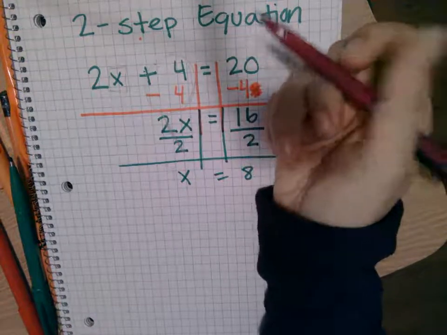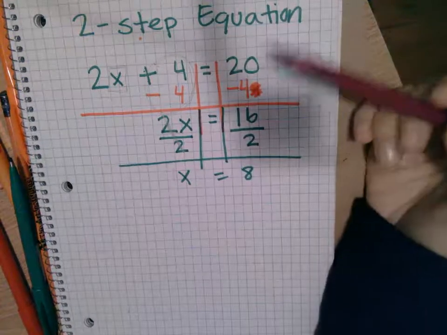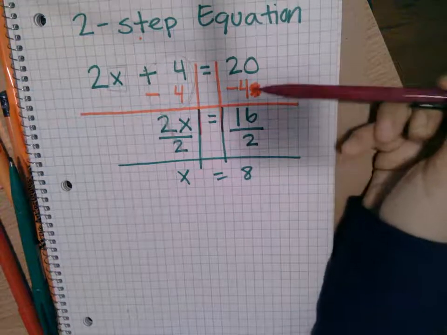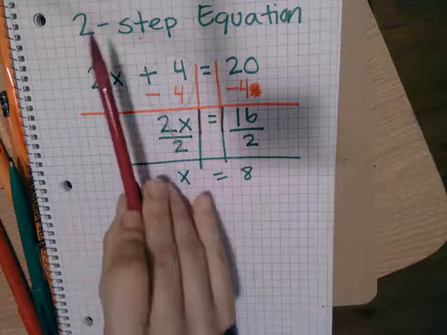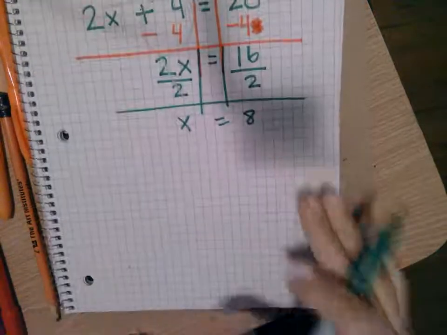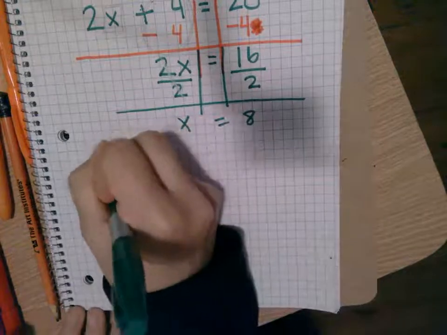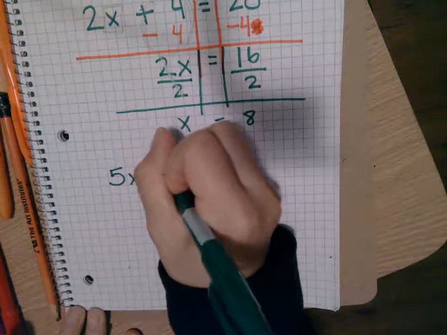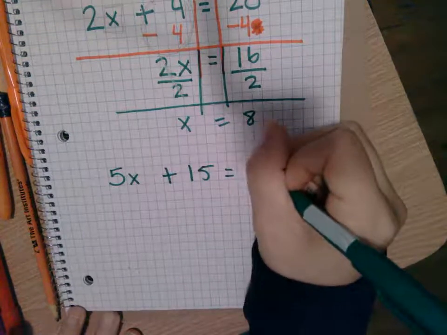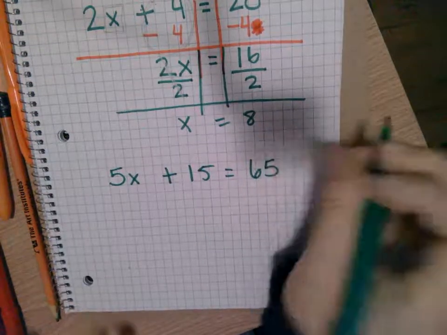Okay, so how many steps did it take to solve for x? 1, 2, it takes 2 steps to solve for x. That's why it's called a two-step equation, because it takes 2 steps. All right, let's try another one. 5x plus 15 is equal to, let's do 65.